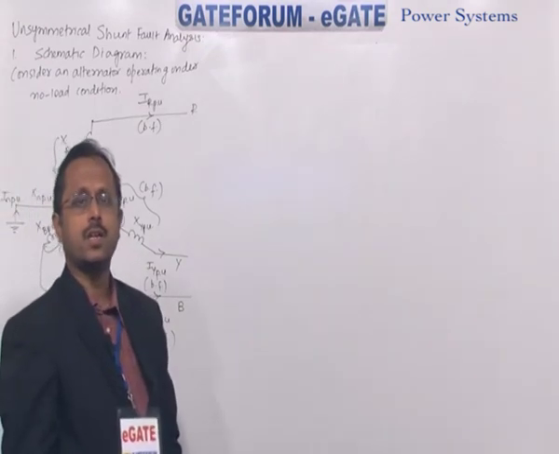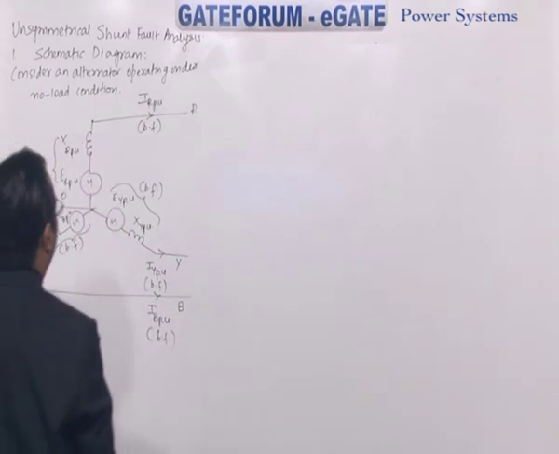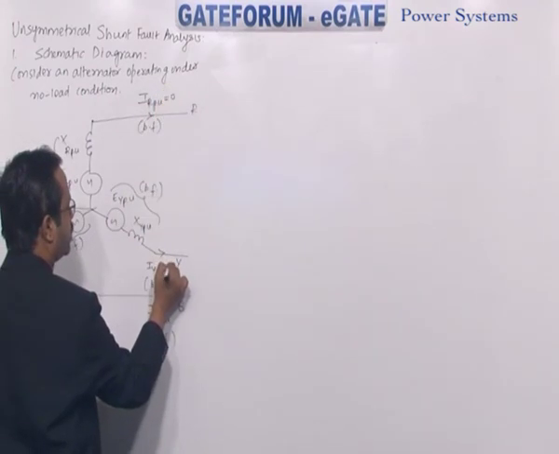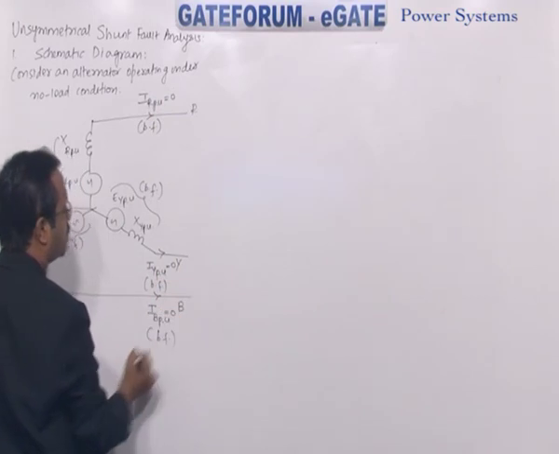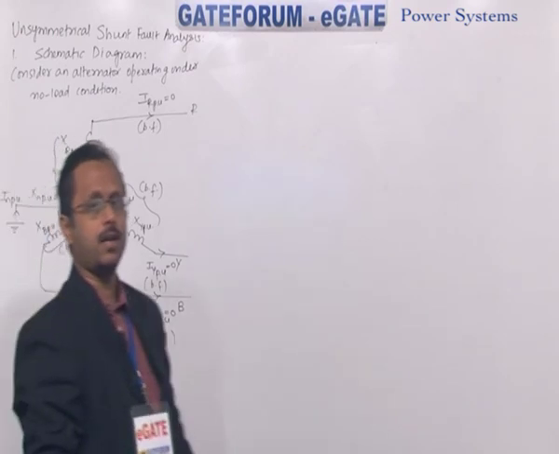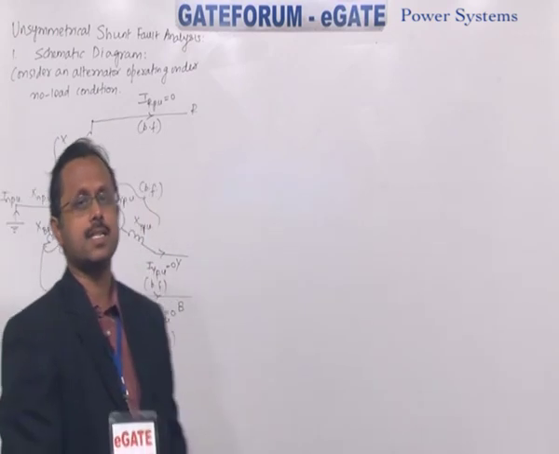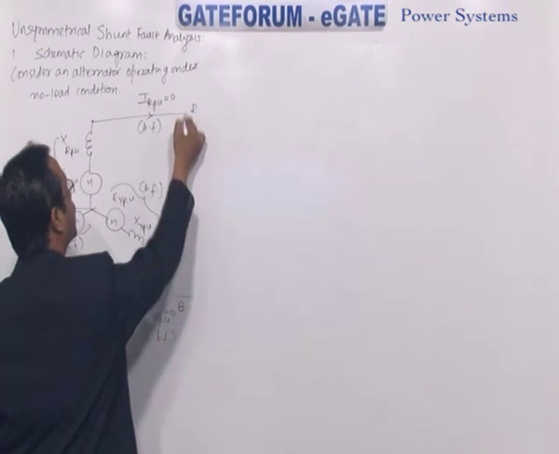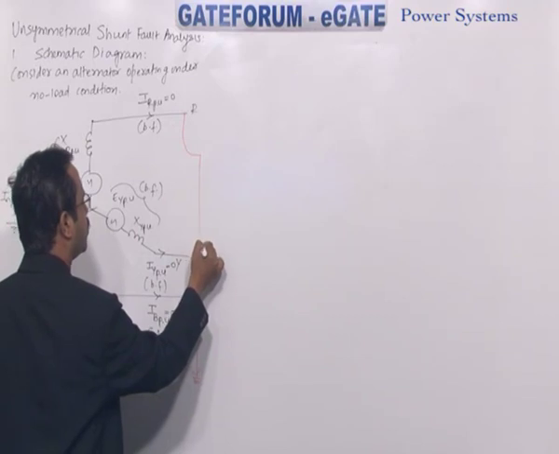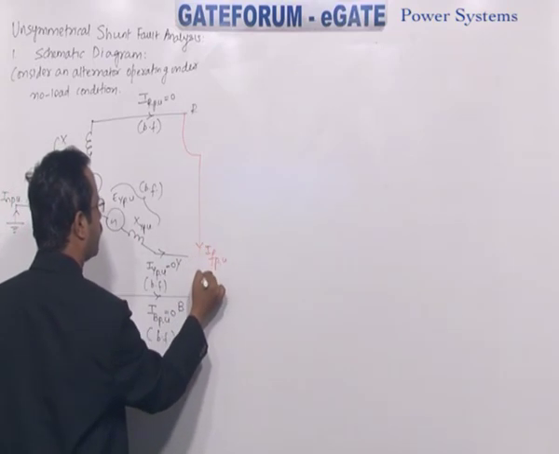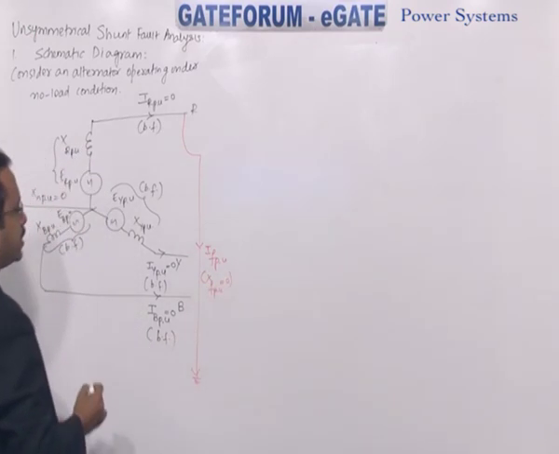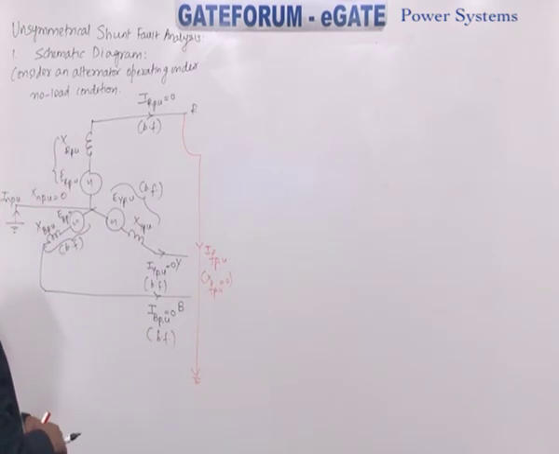Now, as you are dealing with the no load condition, what about IR per unit? 0. IY per unit? 0. IB per unit? 0. And now you consider the LG fault. Assume the LG fault has occurred between R phase and ground. Say the fault current is IF per unit. Say the fault reactance is 0. That is, you mention a solid fault.